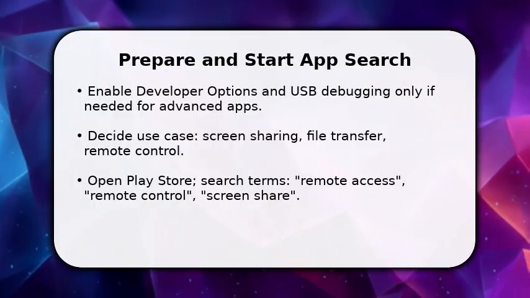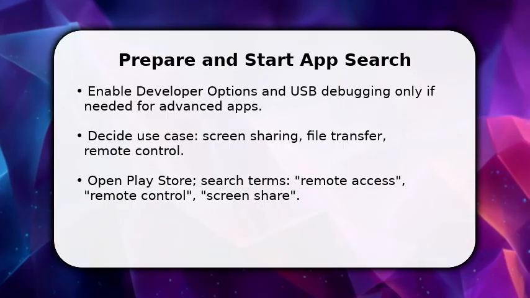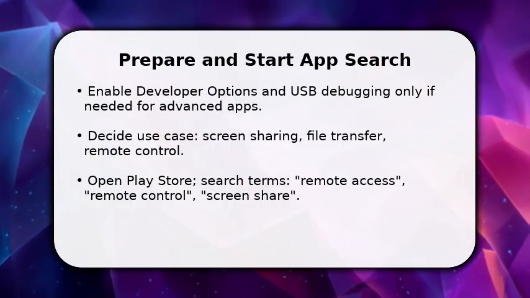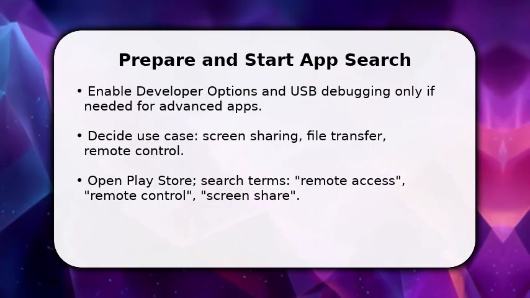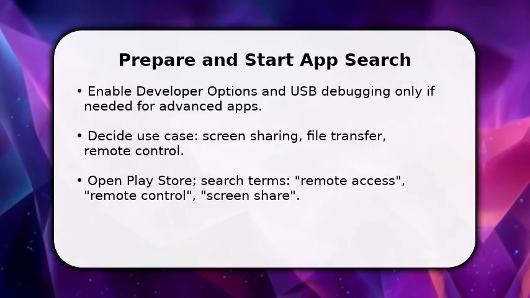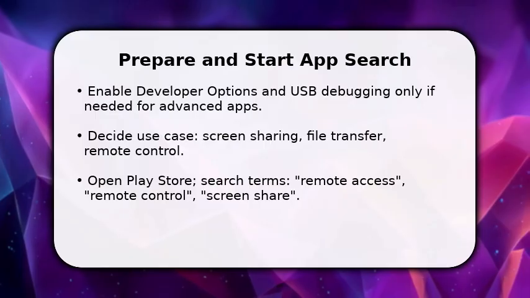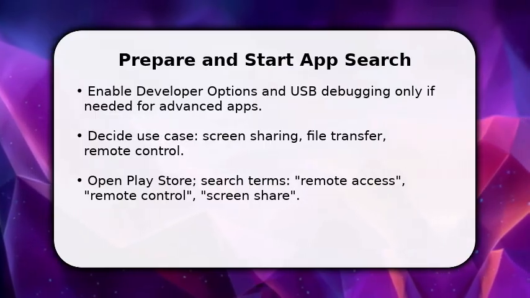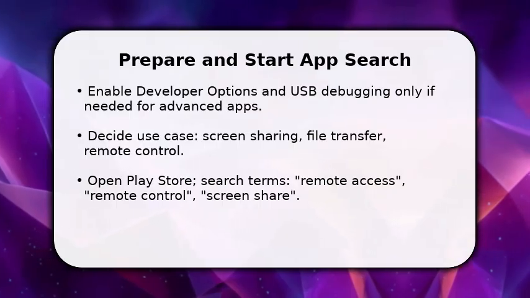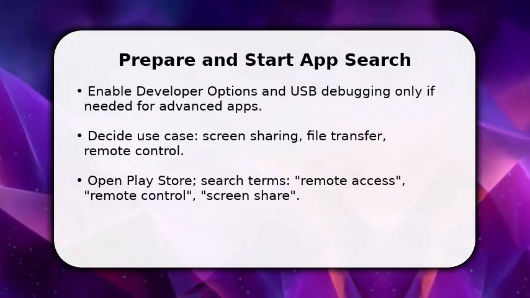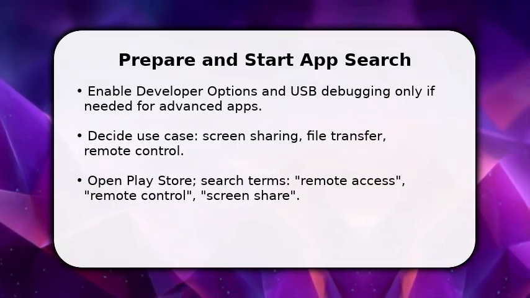You begin by clarifying the goal: remote control, screen share, or file access. Once decided, open Play Store and enter targeted searches like remote access or remote control. Make sure battery optimization is off for persistent connections. This prevents background kill. If you plan device-to-device control, check for required permissions listed under App Details and Reviews.